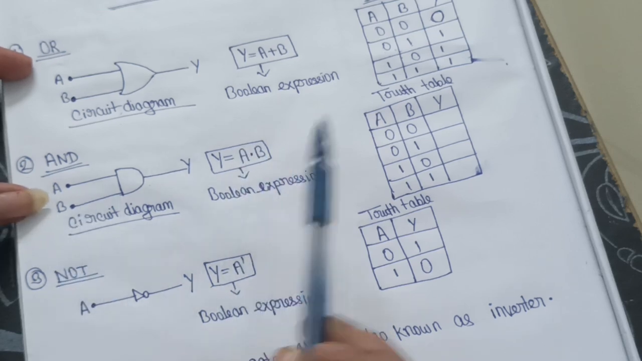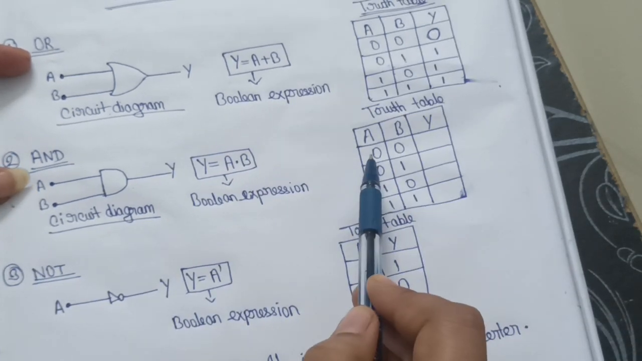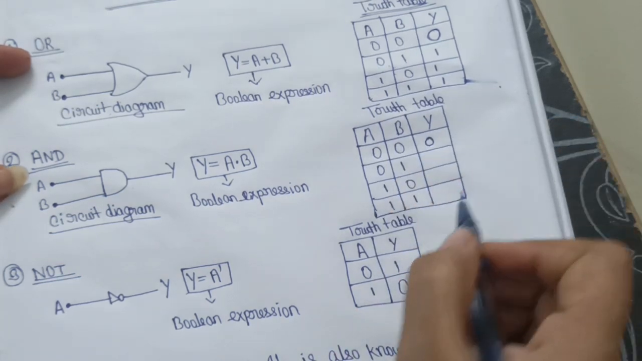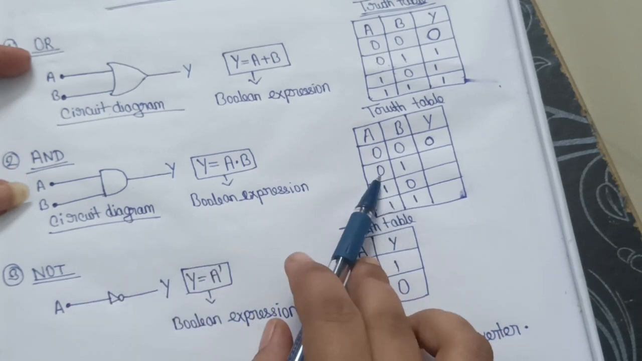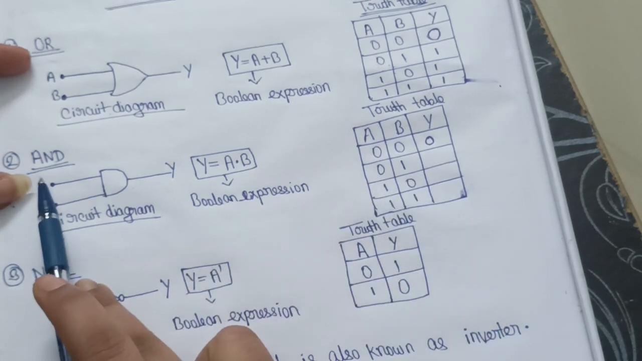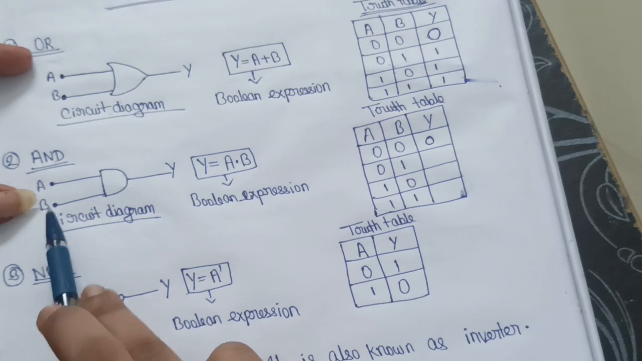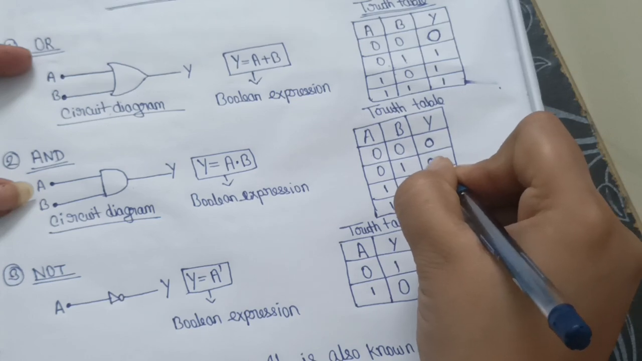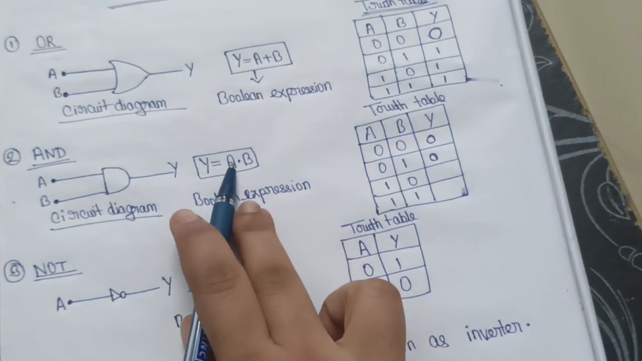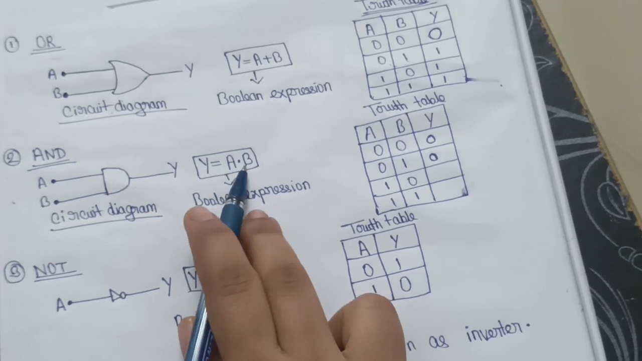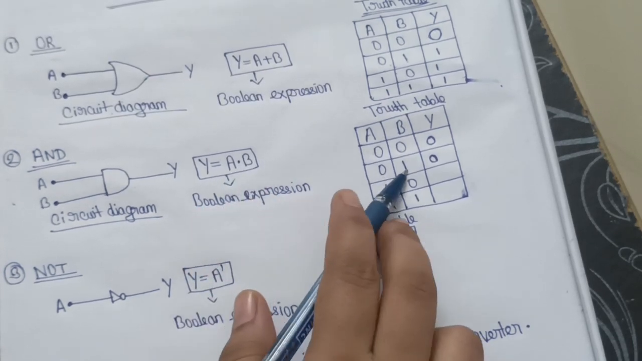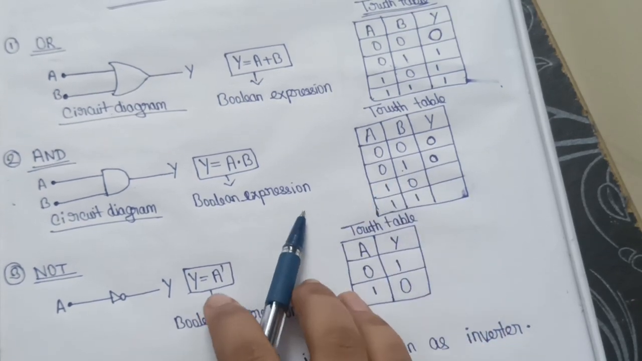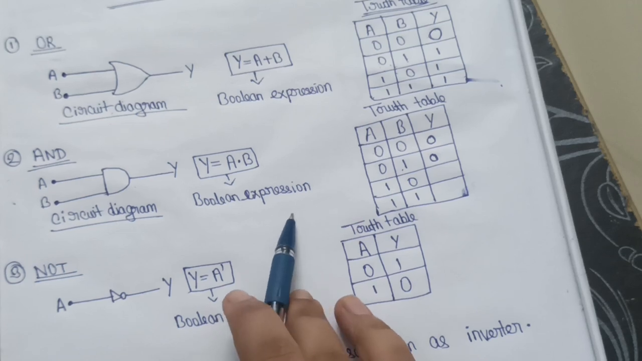Its truth table: suppose A equals 0, B equals 0, then Y equals 0. Then secondly, 0 and 1. Suppose A equals 0 and B equals 1, then the output is 0, because A and B means multiplication. So 0 into 1 equals 0.